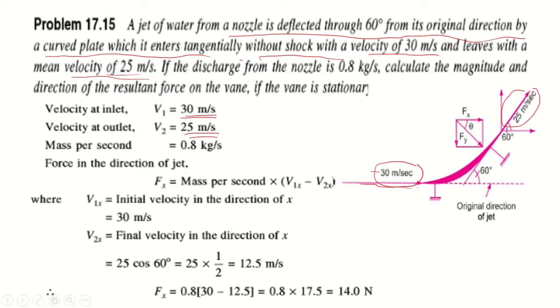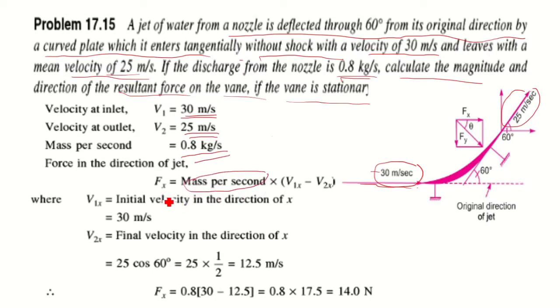If the discharge from the nozzle is 0.8 kilogram per second, calculate the magnitude and direction of the resultant force on the vane if the vane is stationary. So the discharge from the nozzle is 0.8 kilogram per second. That is our mass per second. It's 0.8. So mass per second is already given.